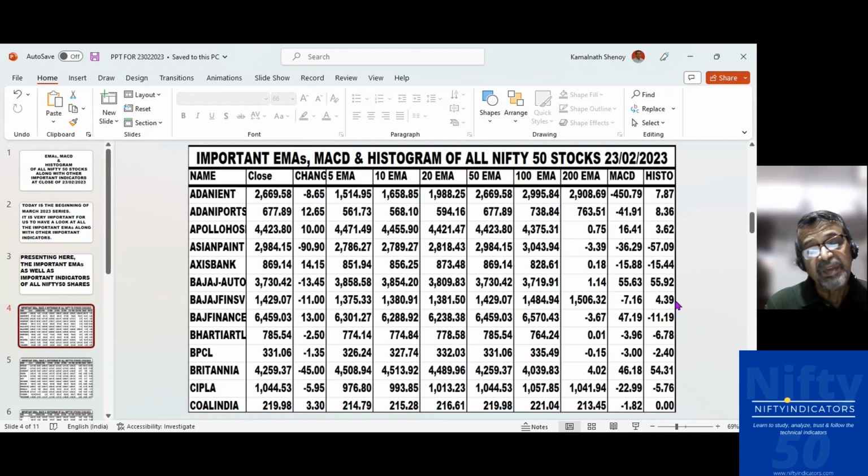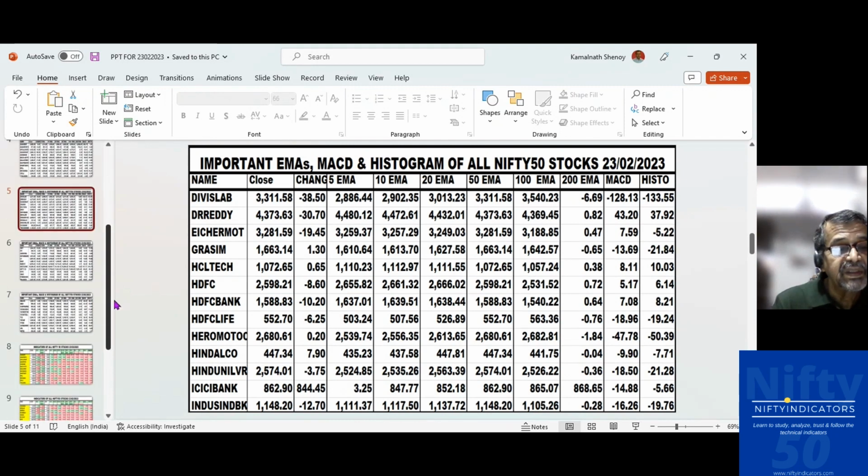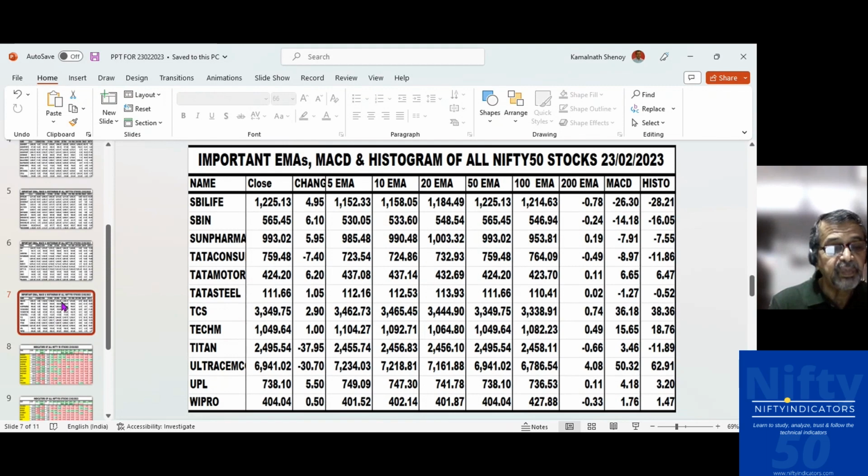EMAs, MACD, and histogram of all Nifty 50 stocks, starting from Adani to Coal India. The first page, there are 4 pages that I keep making of the 50 stocks. So the first page is Adani Enterprises to Coal India. Second page is TV Slab to IndusInd Bank. Third page is Infosys to Reliance. And fourth page is SBI Life to Wipro.